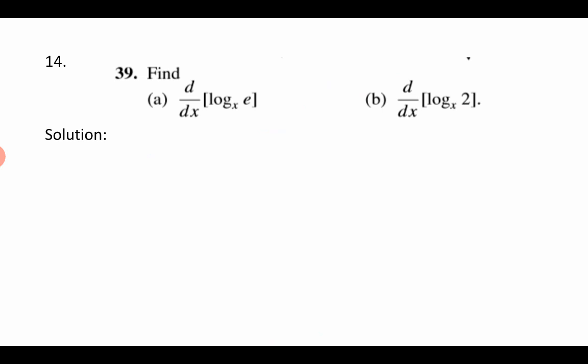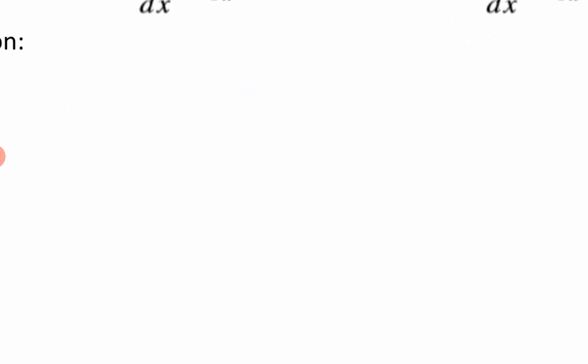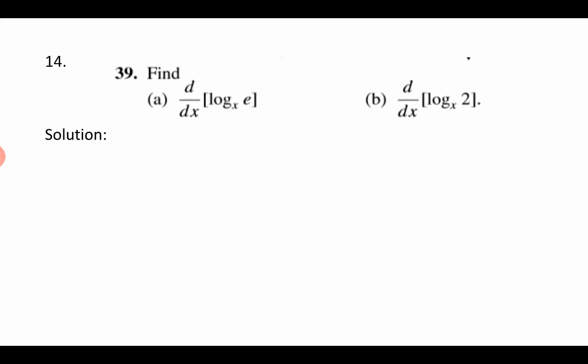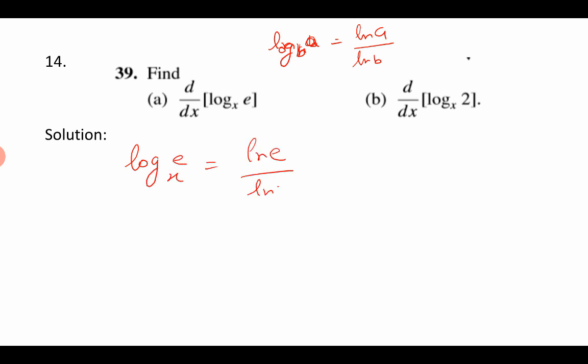What is it? The base change formula for when the base is the variable. The base change formula should be remembered. Logarithm of a base b is ln a over ln b. This formula will be used here. So logarithm of e base x is ln e over ln x.